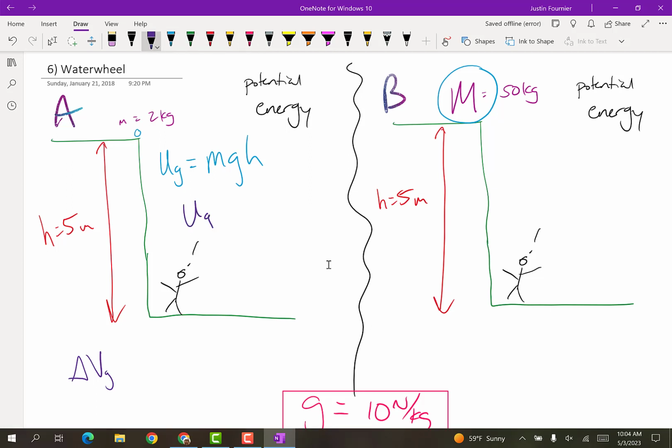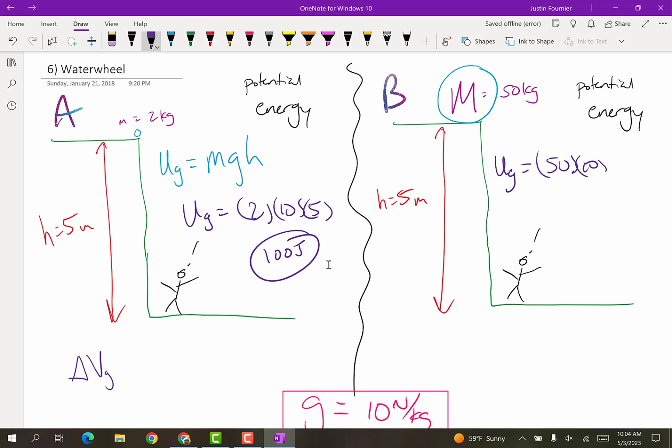So gravitational potential energy is the mass, 2 kilograms, times 10 times 5. So it's going to be 100 joules of energy there. Okay, what about here? Using the same equation, it's going to be the mass, which is 50 kilograms, times 10 times 5. So it's 50 times 50. That's, I hope I get this right, 2,500 joules. And obviously, situation B has the greater potential energy. Easy peasy, no problem there.